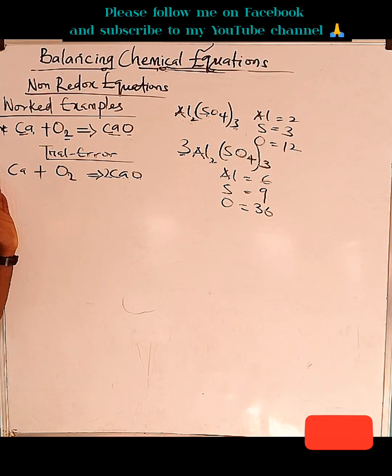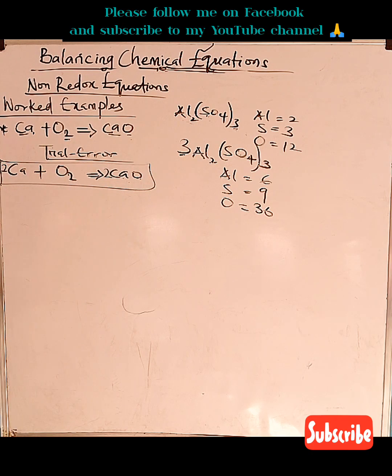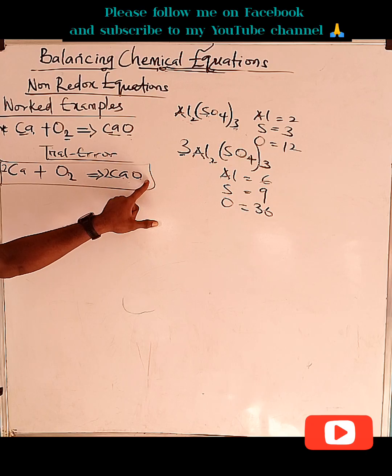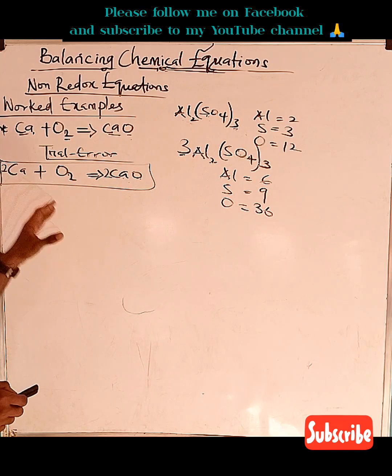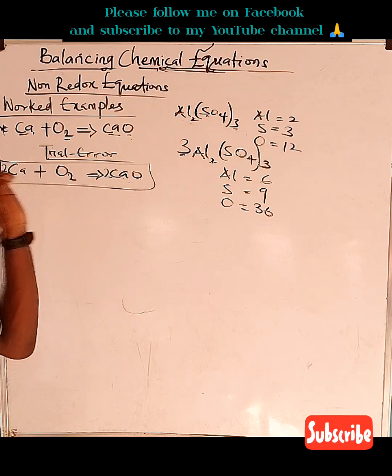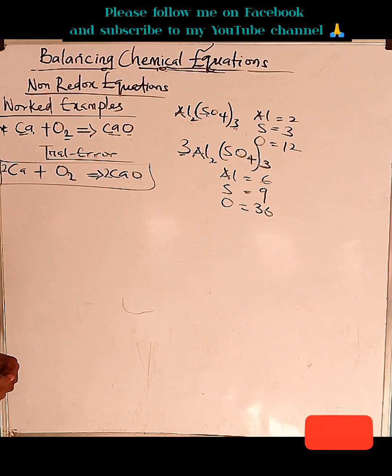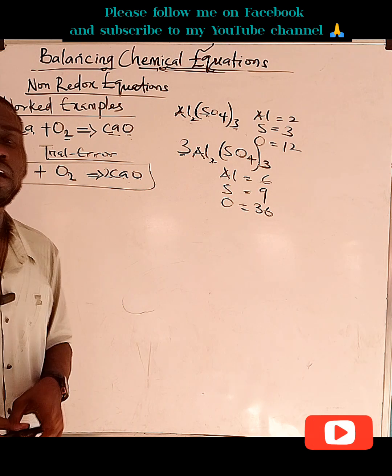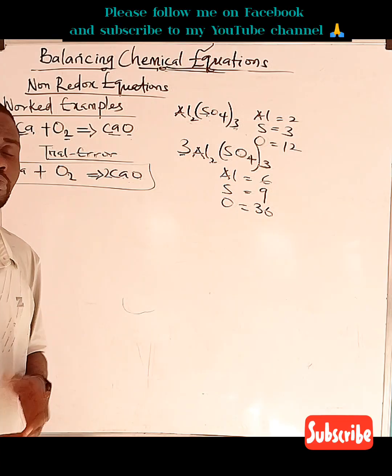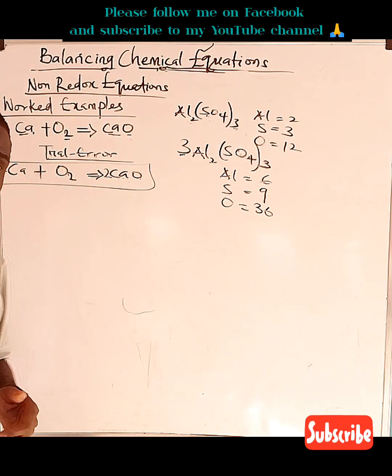So how do we balance the calcium on the reactant side? We simply add our 2 to it, and that makes it balanced. So we have 2 atoms of calcium, 2 atoms of calcium, 2 atoms of oxygen, 2 atoms of oxygen, and that is how to balance this using the trial and error method. As simple as that. We could also use the other method, which is called the algebraic method, but let's leave the algebraic method for complex worked examples.